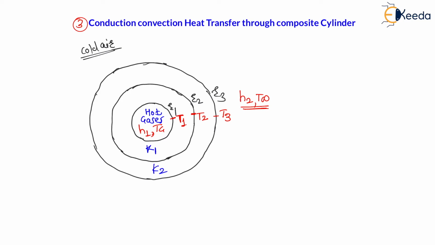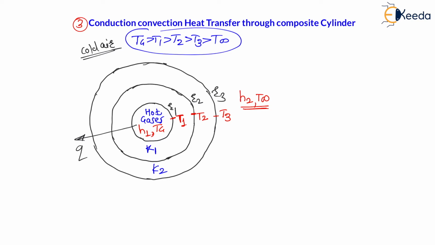Now, my dear students, let us observe what will happen. If I assume the hot gas temperature Tg is more than T1, is more than T2, is more than T3, is more than T infinity, it means the maximum temperature will be inside and the minimum temperature will be outside. Therefore, the heat flow will be radially outward, from inward to outward like this. And this cylinder will have some length L, as we have already seen.